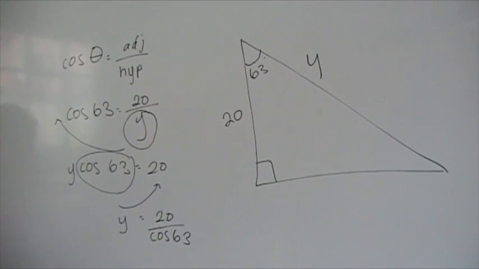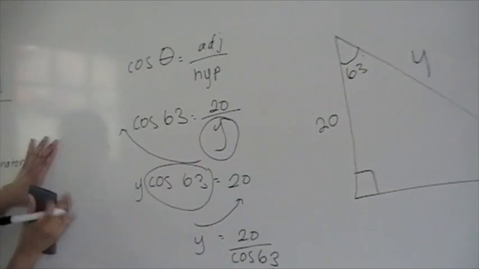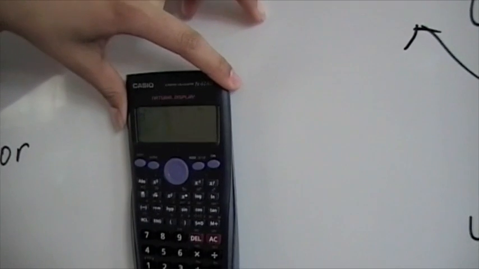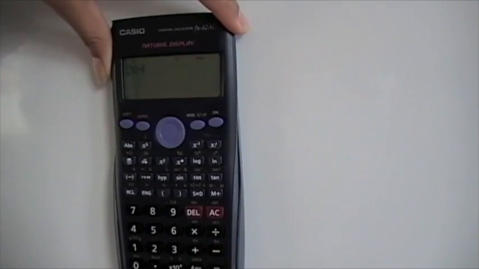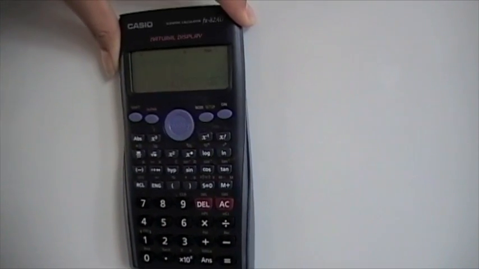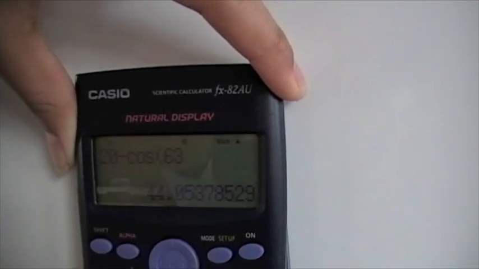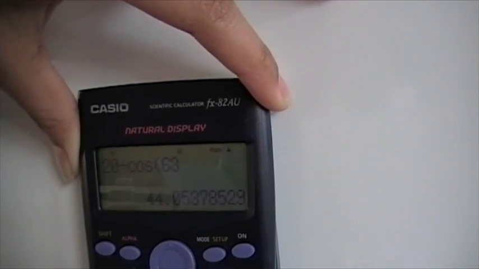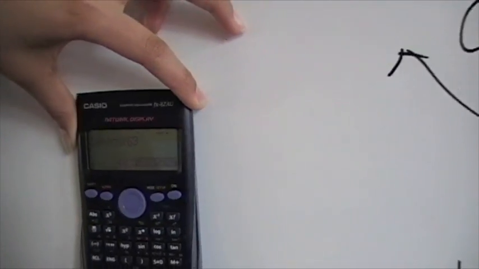Now, using your calculator, press 2, 0 divided by cos 63 equals. Your answer should be 44.05. This method can be used for any cosine equations where the unknown is the denominator.